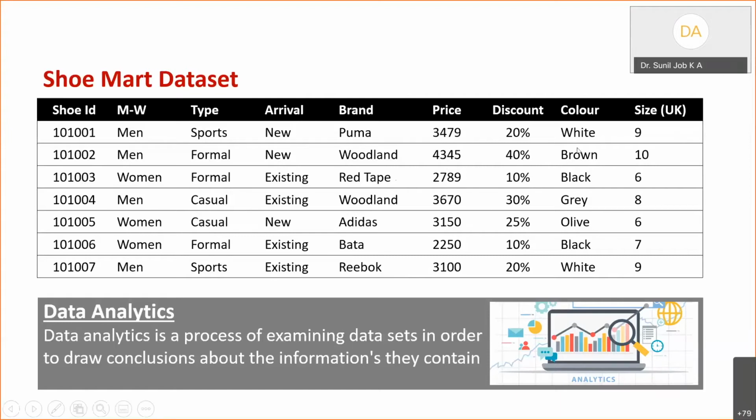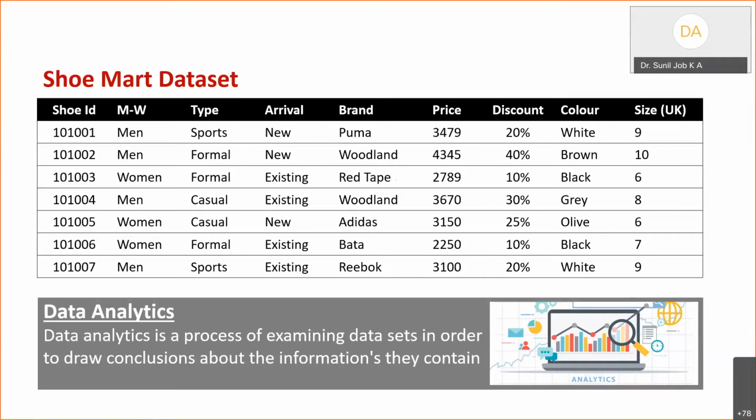Then regarding the color, it's white shoes. The first one is brown, then black, gray, olive, black, white. Likewise, regarding the size of the shoes, the first shoe is of size 9, then 10, like that. Now you can just see how beautifully the shoes have been converted into a data set. So this will give you an exact picture of how the real-time shoes displayed in a store, a data mart, are converted into a data set.